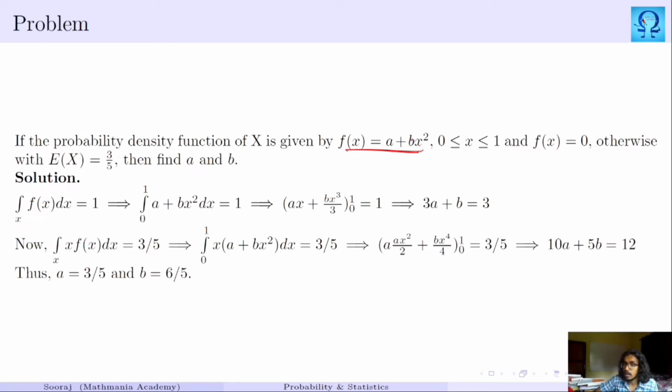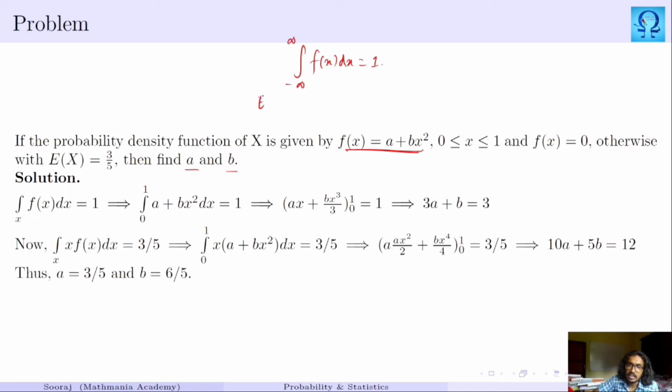Here a and b are unknowns, in the interval 0 to 1 and it is 0 otherwise, and the expectation is given. Now we are asked to find the values of a and b. Whenever a density function is given, we know that the integral from minus infinity to infinity of the density function is 1.